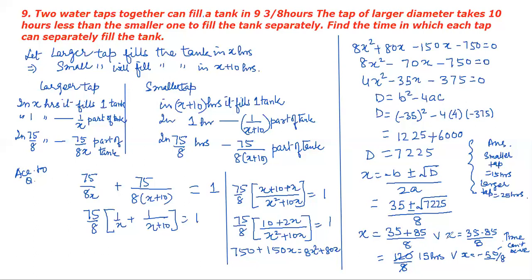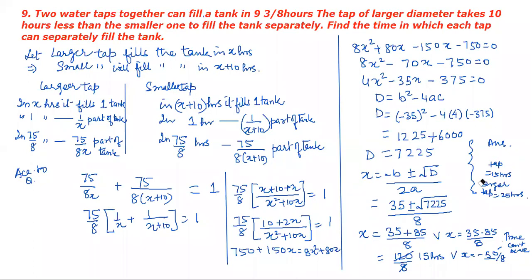And x is also 35 minus 85 by 8. And therefore, the time taken by the larger tap will be 15 hours only, and the smaller tap will take 25 hours.